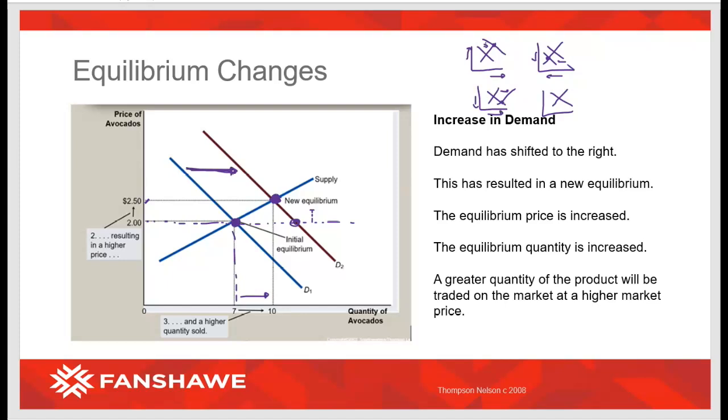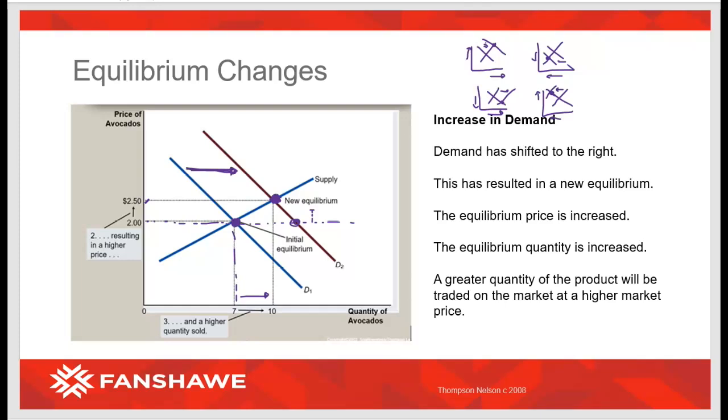And finally, I could decrease supply. Maybe those input prices are going up. It's wages just increased and gas costs more money. So therefore, the new equilibrium will be at a higher price and a lower quantity.